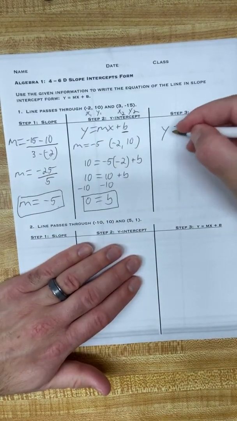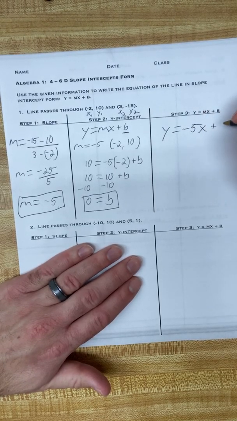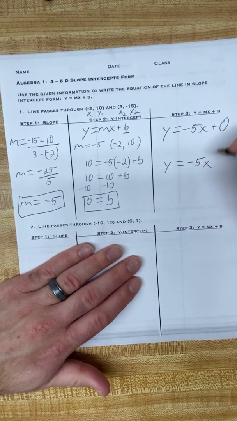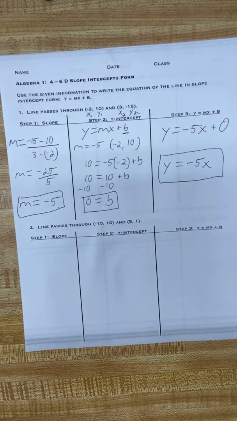So when I go to put this all together, y equals mx plus b, I'm going to have -5x plus 0. You don't need the plus 0. You add 0 to anything, it doesn't change. It's like multiplying by 1. So there's y equals -5x for a final answer there.